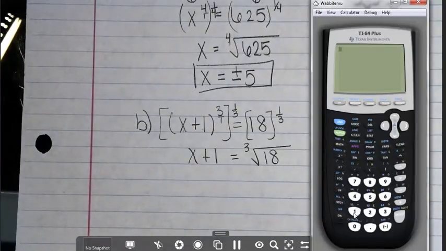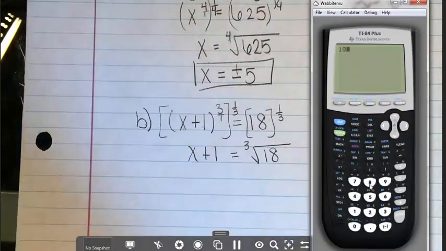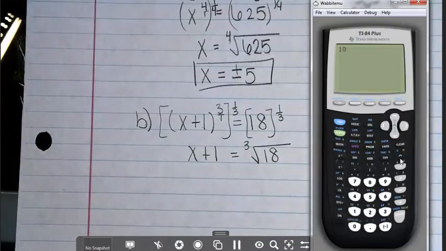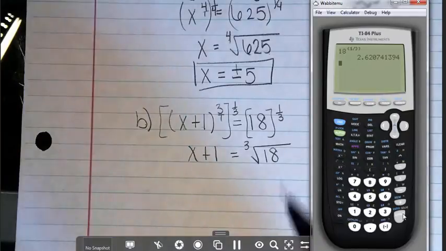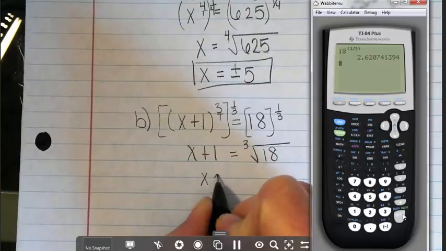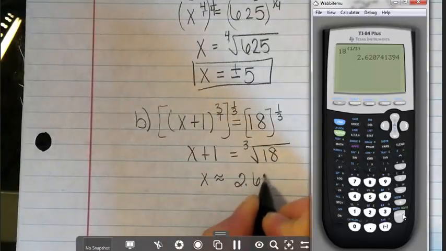Okay, so we're going to take 18. Again, I'm going to be thinking of it like this. Okay, take 18, I'm going to raise it, so I'm going to use that caret. Now, I'm going to put it in parentheses just to make sure that it knows that this whole thing is my power. 1 divided by 3. That's going to guarantee that it knows that you're raising it to the actual 1/3 power. All right, and then I'm going to press enter. And it's going to be approximately 2.62.